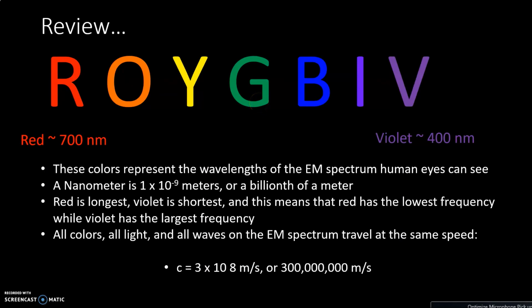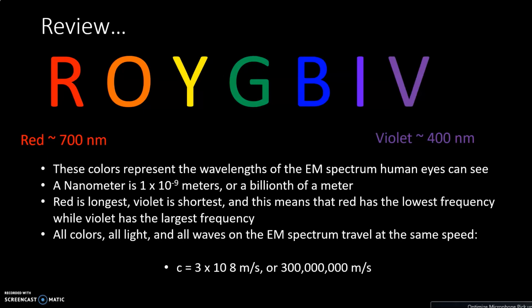So first of all, we talked about how the human eye is only able to see in a certain frequency and wavelength range. Red, orange, yellow, green, blue, indigo, violet. These colors represent the wavelengths of the electromagnetic spectrum that we are able to see.